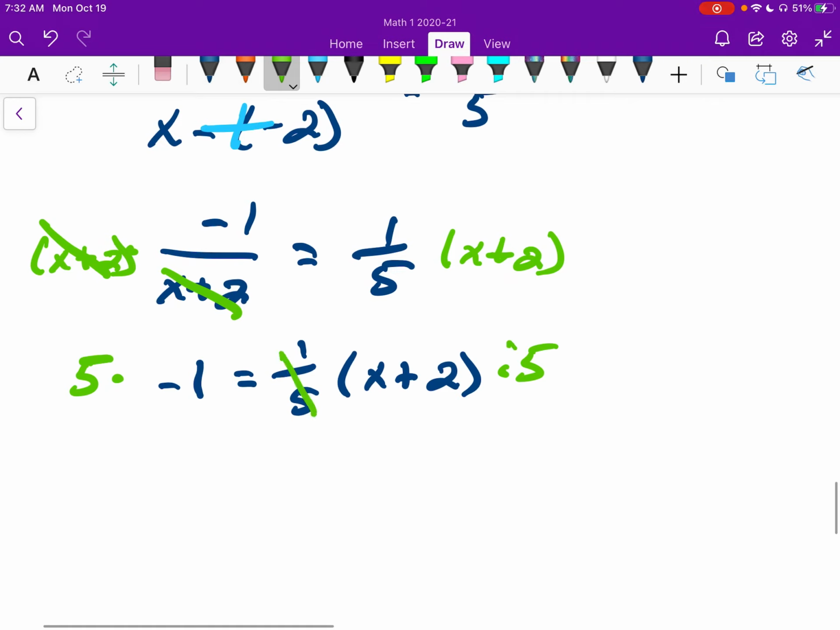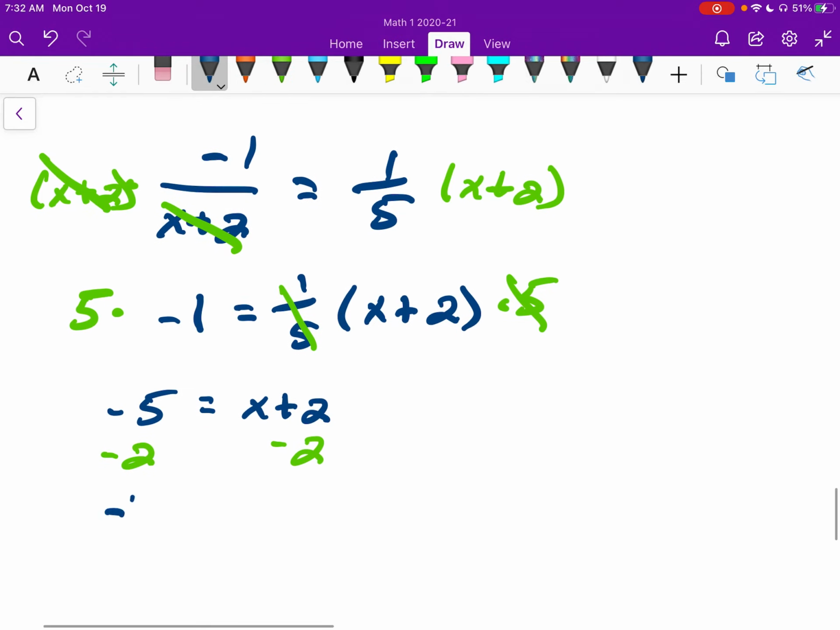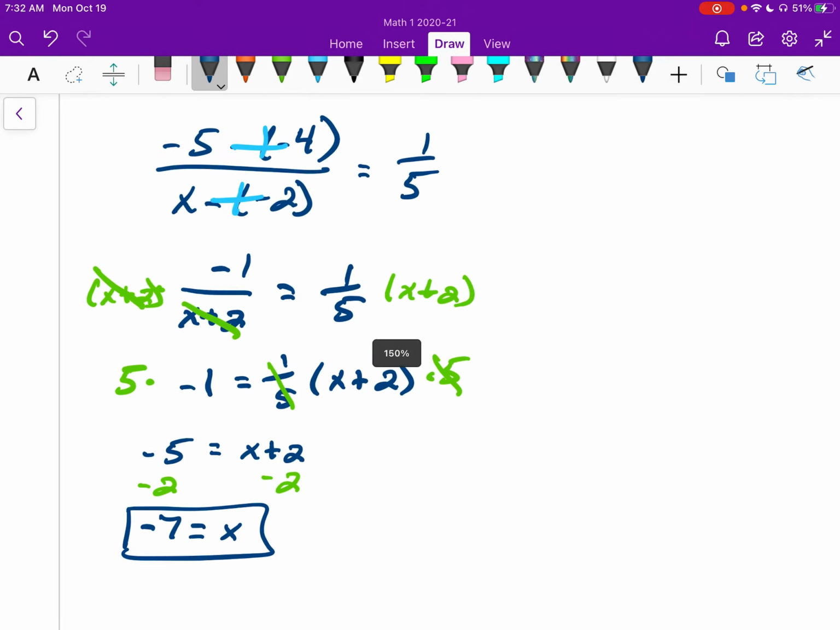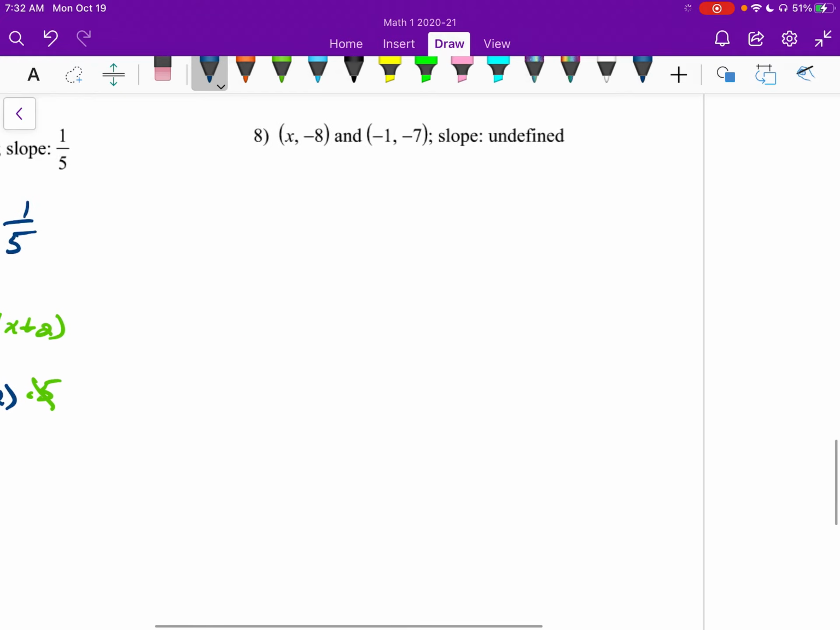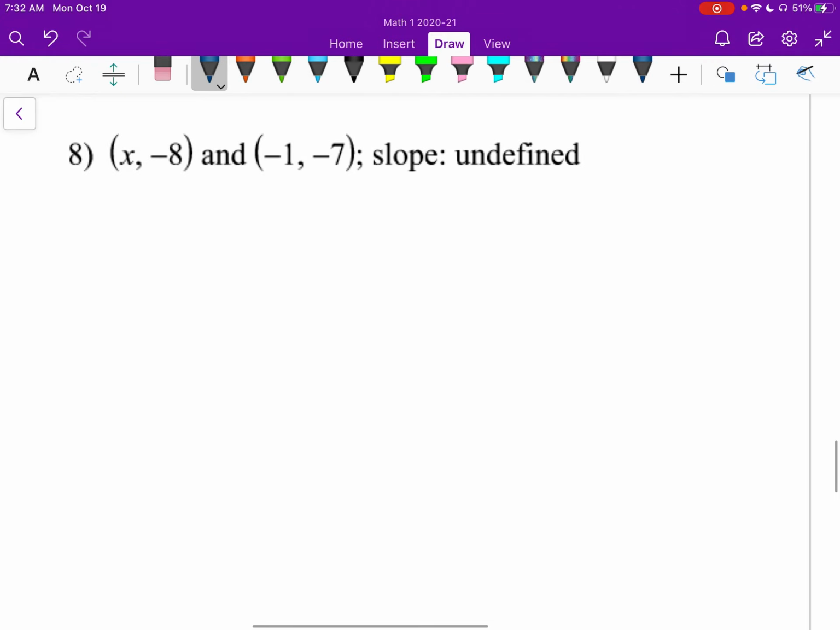So this guy and this guy cancel. And I'm left with negative 5 equals x plus 2. I can subtract 2 from both sides. And negative 7 equals x. All right, that's number 7. Number 8, last one.